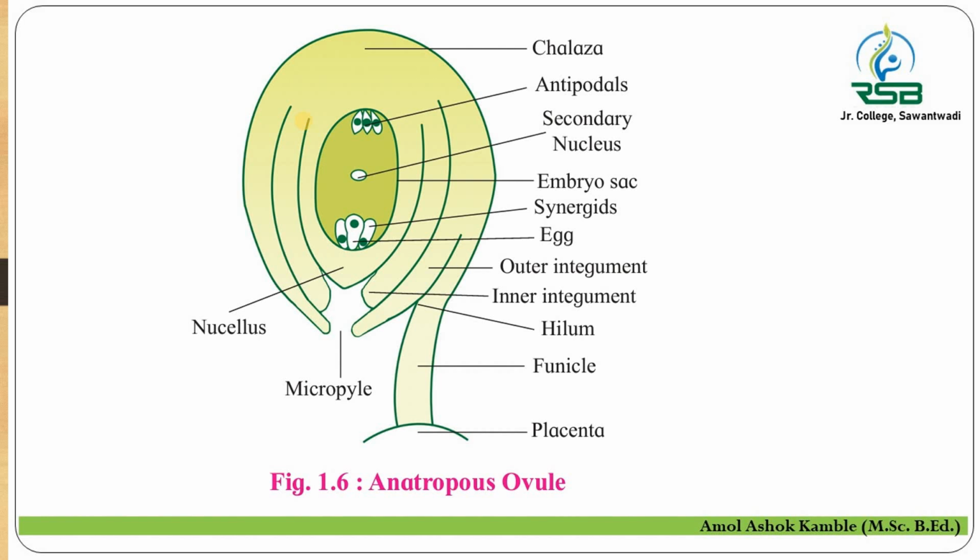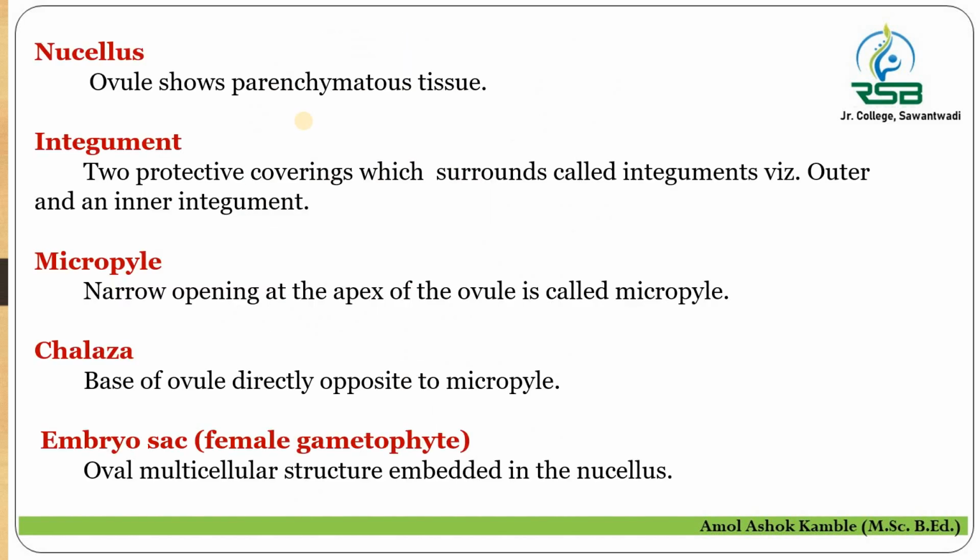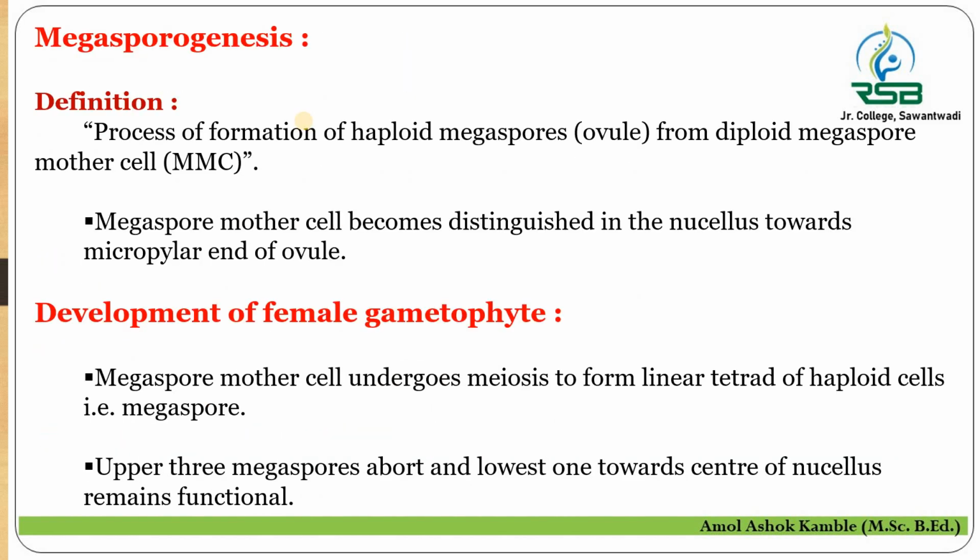Then come towards the most important part in this topic, that is the development of the female gametophyte. Before that, come towards the definition of megasporogenesis. Like microsporogenesis, genesis is the formation, but here in megasporogenesis, it is the formation of megaspores. It is the process of formation of haploid megaspores from the diploid megaspore mother cell.